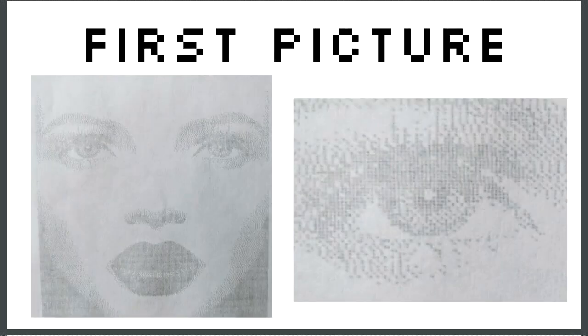So this was the first picture. This is hard to see, but it's of a woman's face, and then I have a close-up of her eye. And this was the first image that I was able to print with Python into this printer.